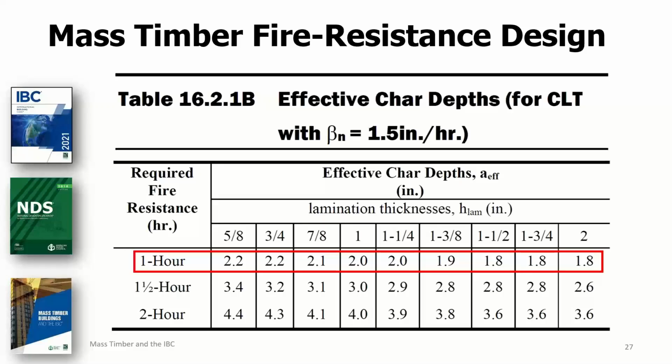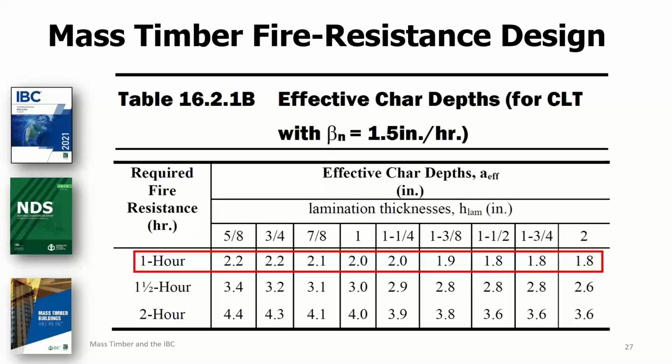Notice that the effective char depth values in this table are generally greater than the values given in the NDS table that I showed previously for other wood members. Now, this is not because CLT has a different nominal char rate. In fact, it is assigned the same nominal char rate as the other wood member types. Rather, the difference is because of the different char depth models that are used. Like I said, CLT has a different char depth model.